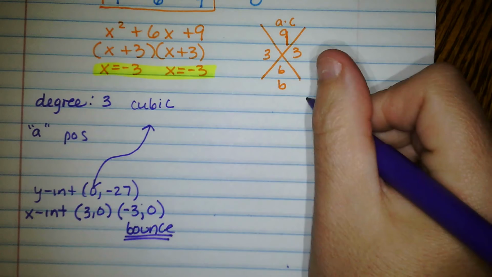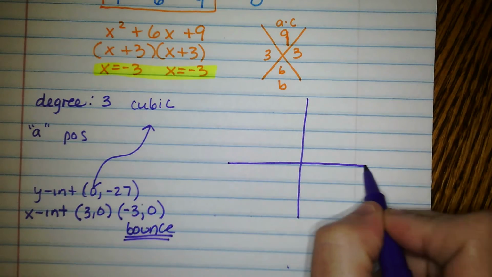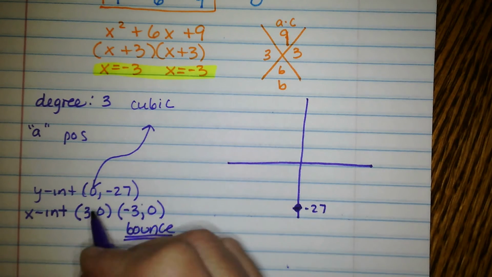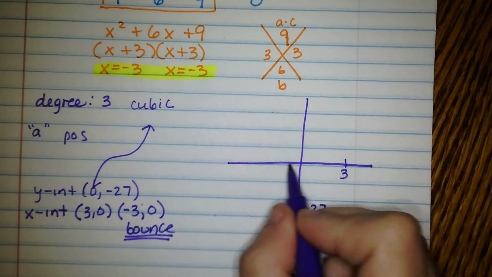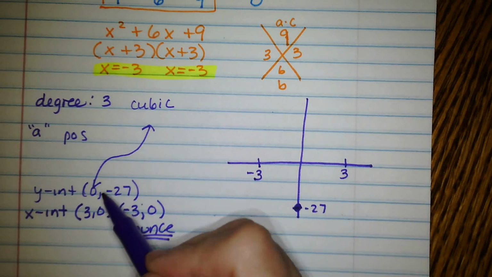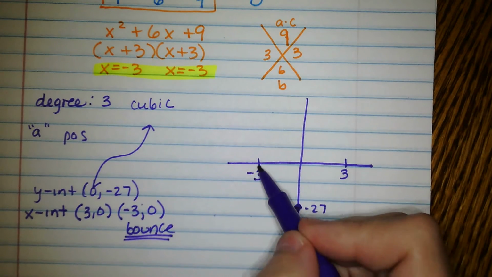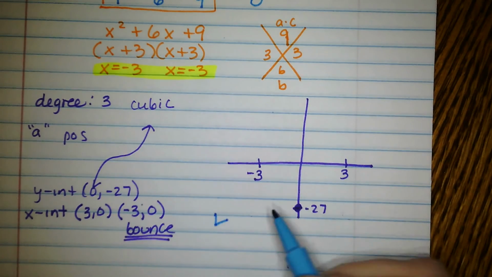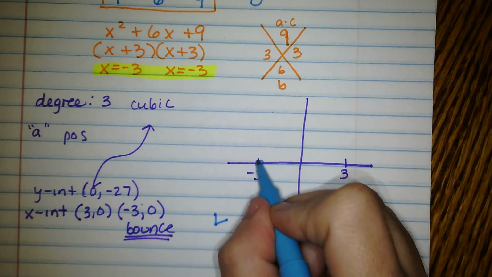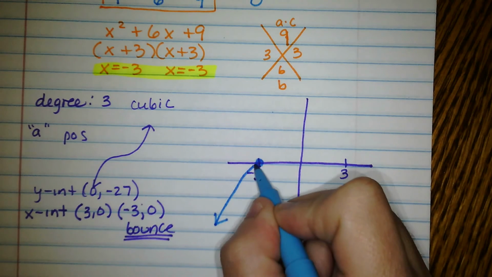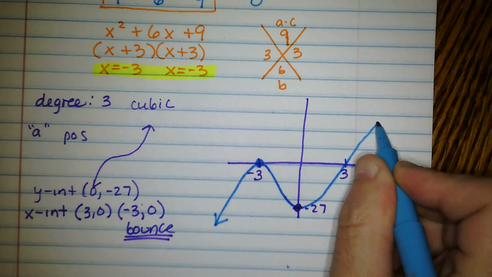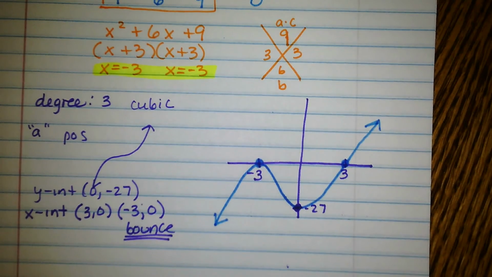Let's sketch. Negative 27 down here. I need a positive 3 and a negative 3. I know it's got to start down and end up, but I know it has to bounce here. So this is how you do it. It's got to start down here. It's got to bounce at negative 3. Do you know what that means? That means it's going to bounce from underneath. It's going to hit that y-axis and then go through a positive 3, just like that. And there's your sketch.